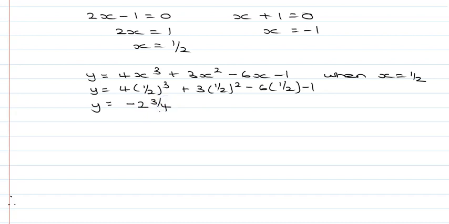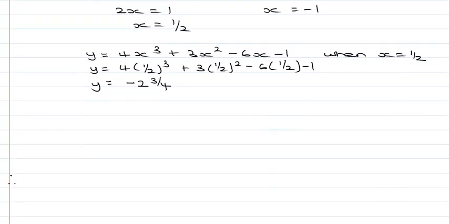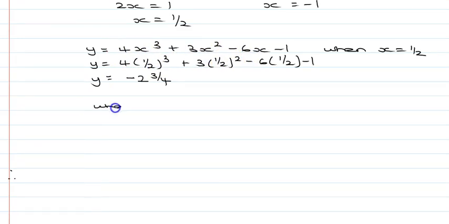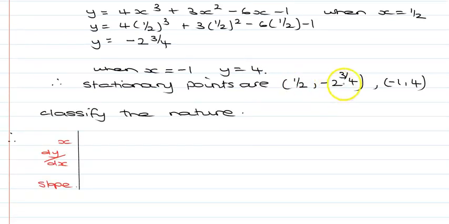Now let's do the other one, when x = -1. When x = -1, I can easily work that out: 4 times (-1) cubed plus 3 times (-1) squared, and so on. When x = -1, y = 4. Okay, so our stationary points are (1/2, -2 3/4) and (-1, 4).